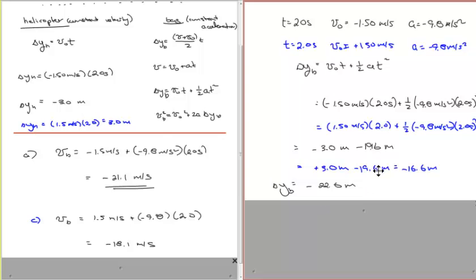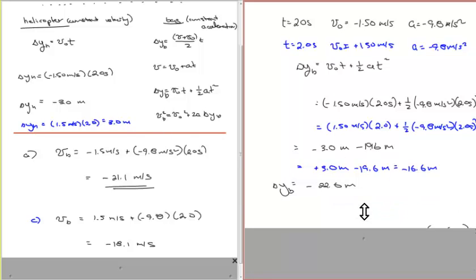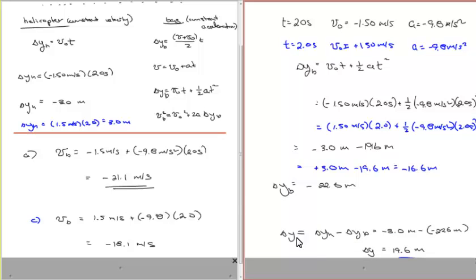Now, if you have the blue case, which is the helicopter going up, the helicopter goes up 3 meters, and the bag goes down negative 16.6 meters. So what we do is we take the difference between these two numbers. So we take this minus that, and this minus that, and that'll give us the distance. So the difference in height between the bag and the helicopter is the change in height of the helicopter minus the change in height of the bag. So we take negative 3 minus a negative 22.6, which gives us 19.6 meters.